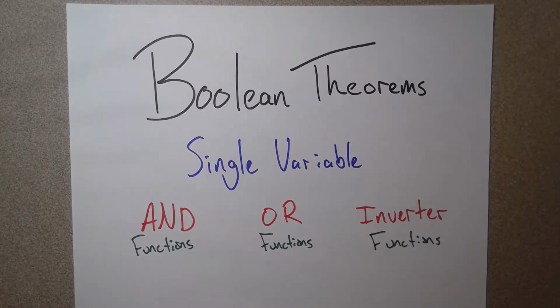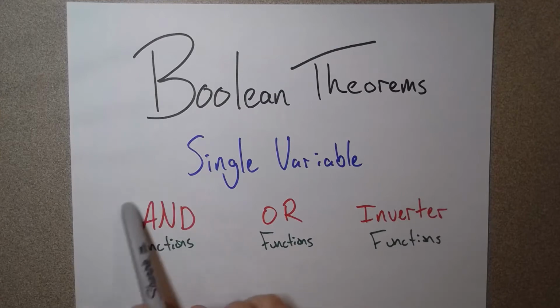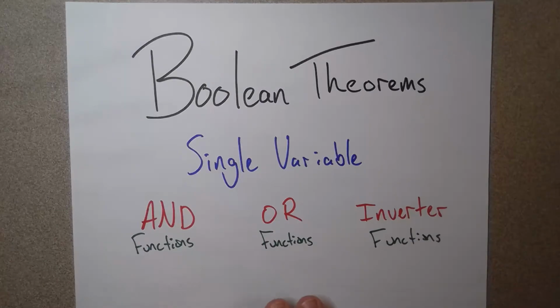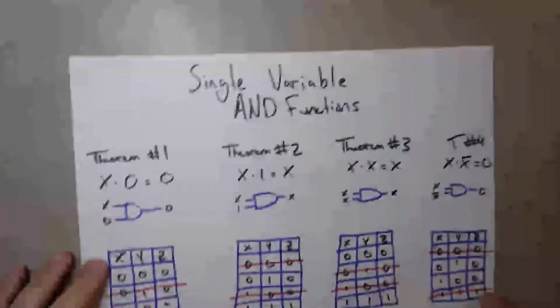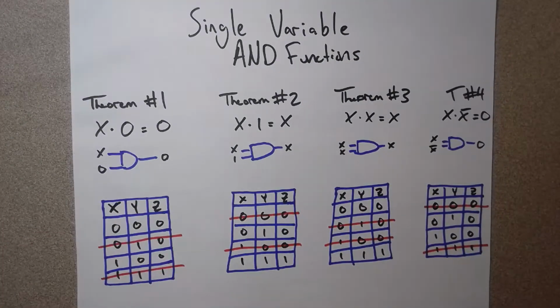Okay, so what we're going to talk about in this video is single variable ones. So we're going to go over some theorems for AND functions, OR functions, and inverter functions. So let's start with the AND functions. We've got 4 single variable theorems that apply to our AND functions.